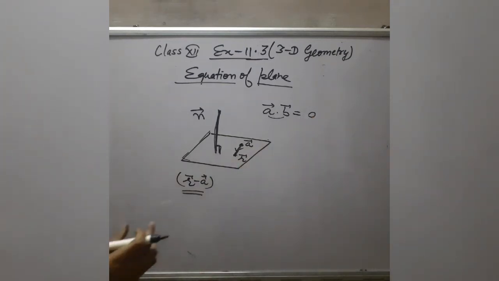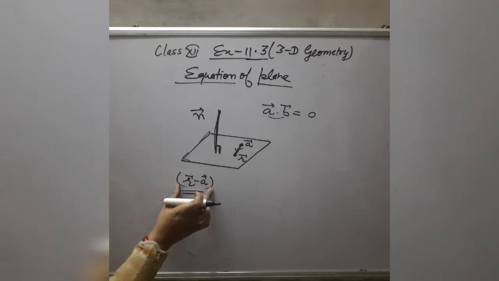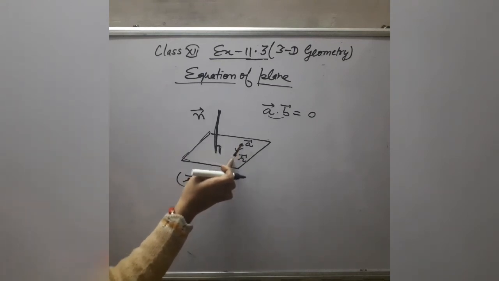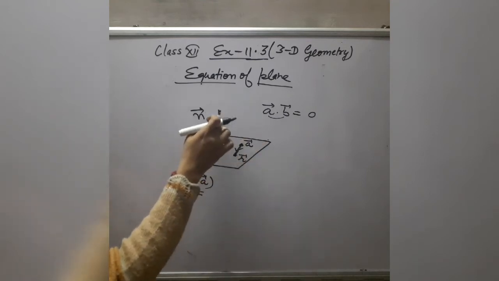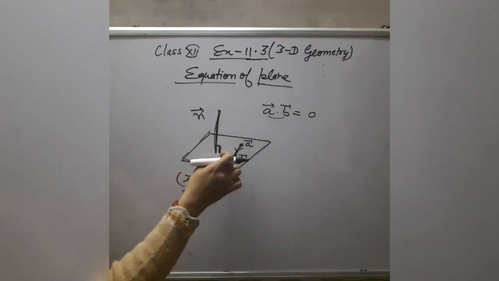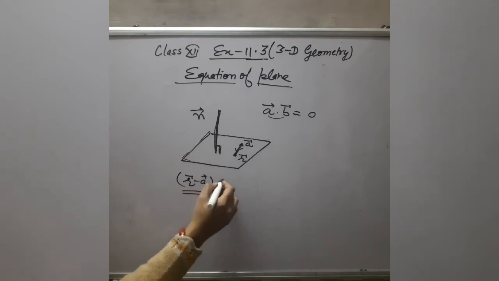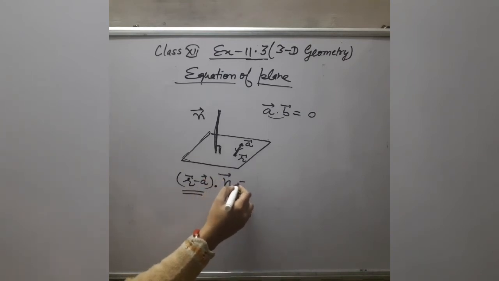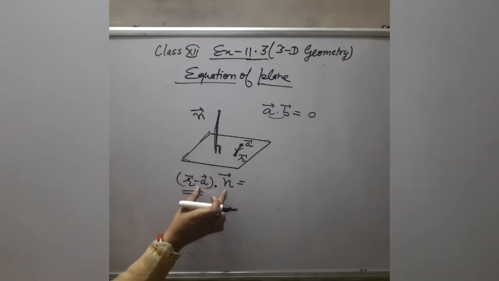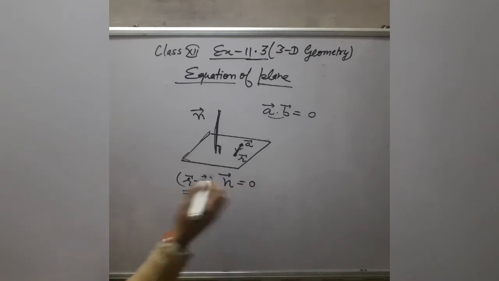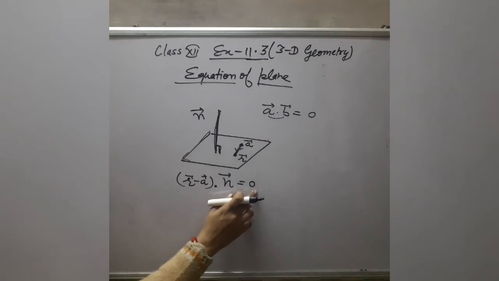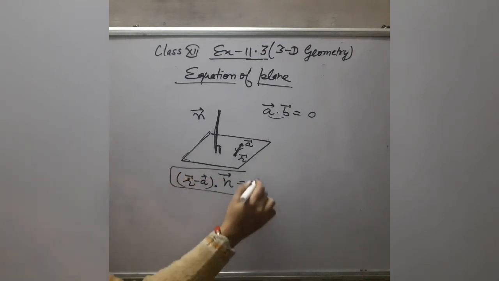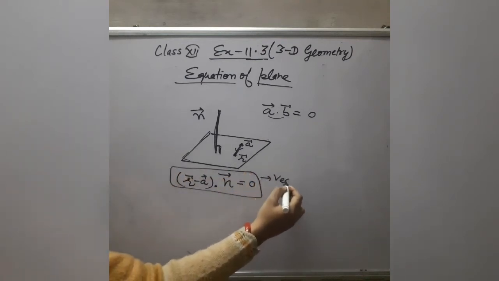So here also, listen again: R minus A is a vector which lies inside the plane, and this normal vector is perpendicular to this plane, so it is perpendicular to this line also. And if this normal vector is perpendicular to this line, then in the case of two perpendicular vectors the dot product will be 0. So (R minus A) dot n equals 0. This is the equation of a plane in vector form.